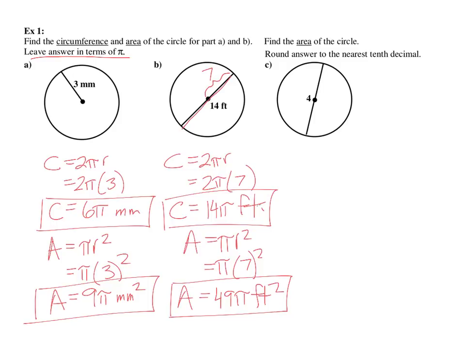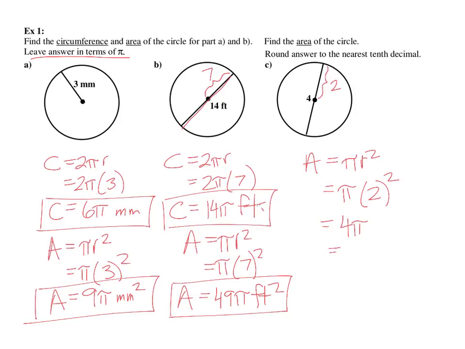Now find the area of the circle. Round your answer to the nearest tenth. So I'm going to find the area. Area is equal to pi r squared. I have to use the radius. The radius is 2. I have pi times 2 squared. So then I end up with 4 pi.